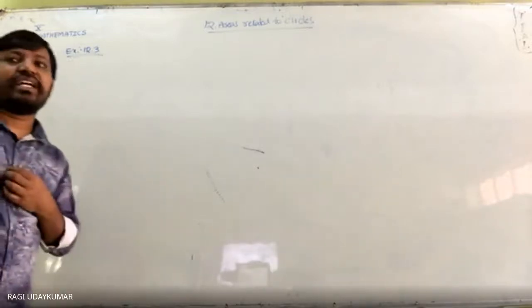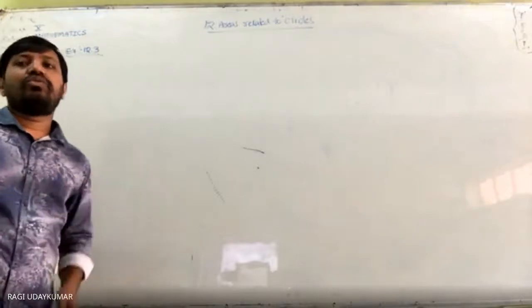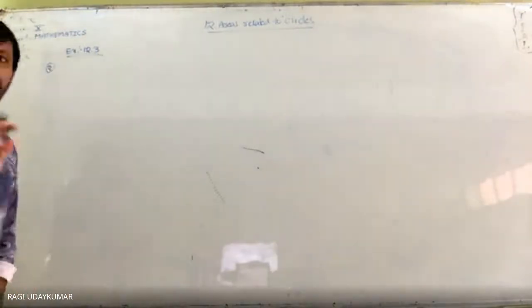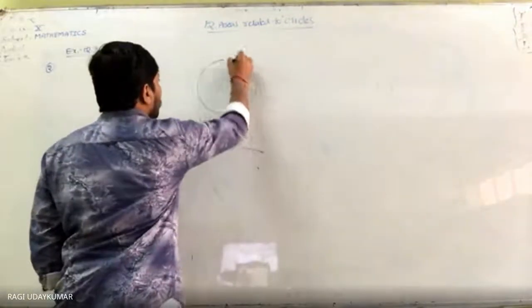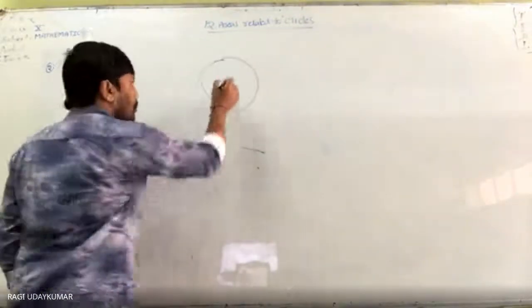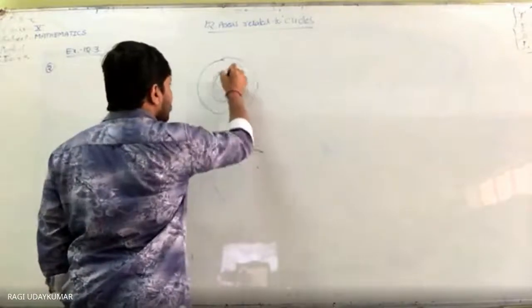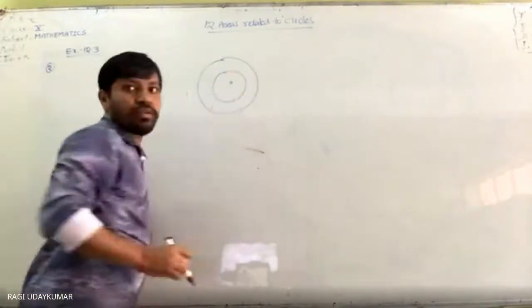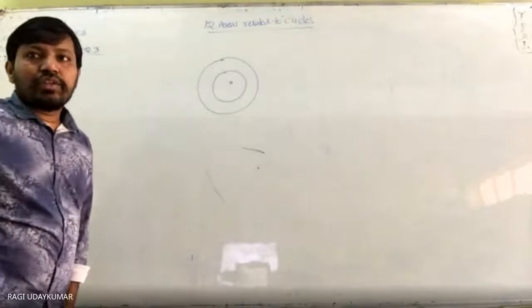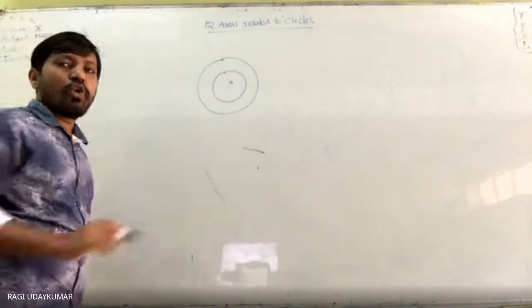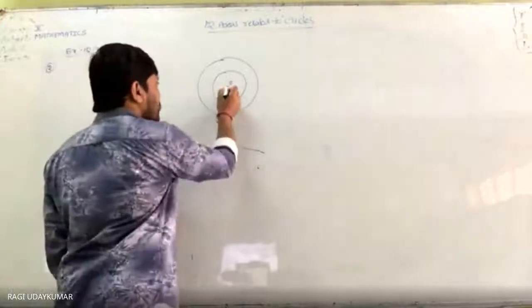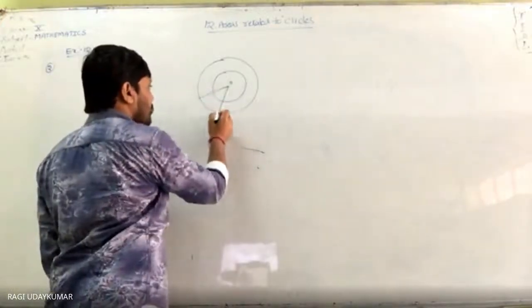So second question is given to you. Find the area of the shaded region of the figure 12.20. So what is given here? Simple question here. Just I'm going to give it to you. Two concentric circles are given to you, two concentric circles like this with the center O.